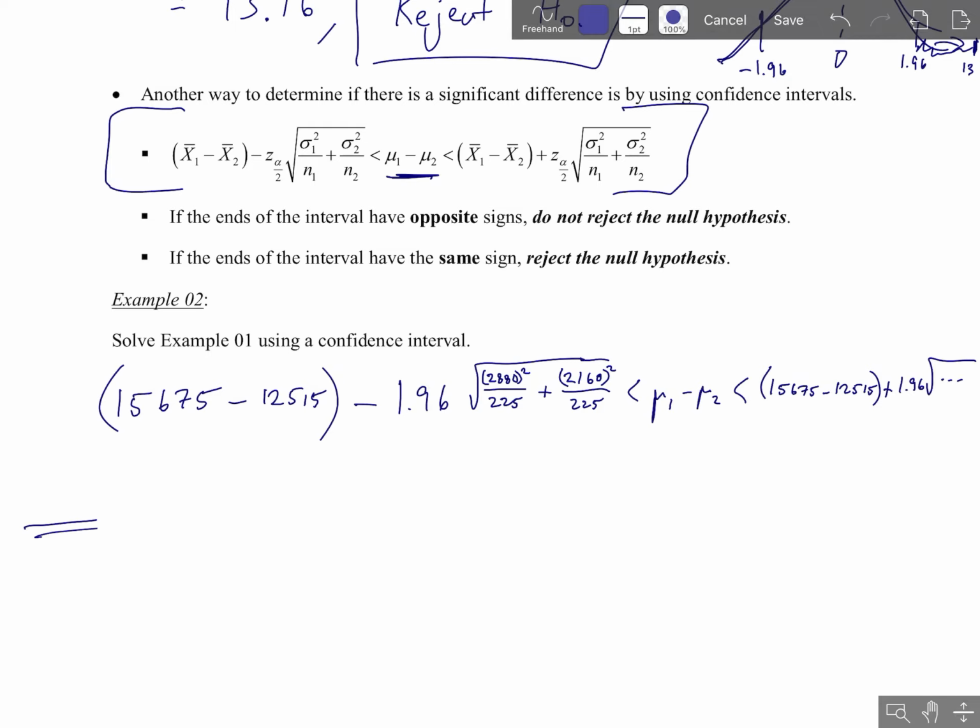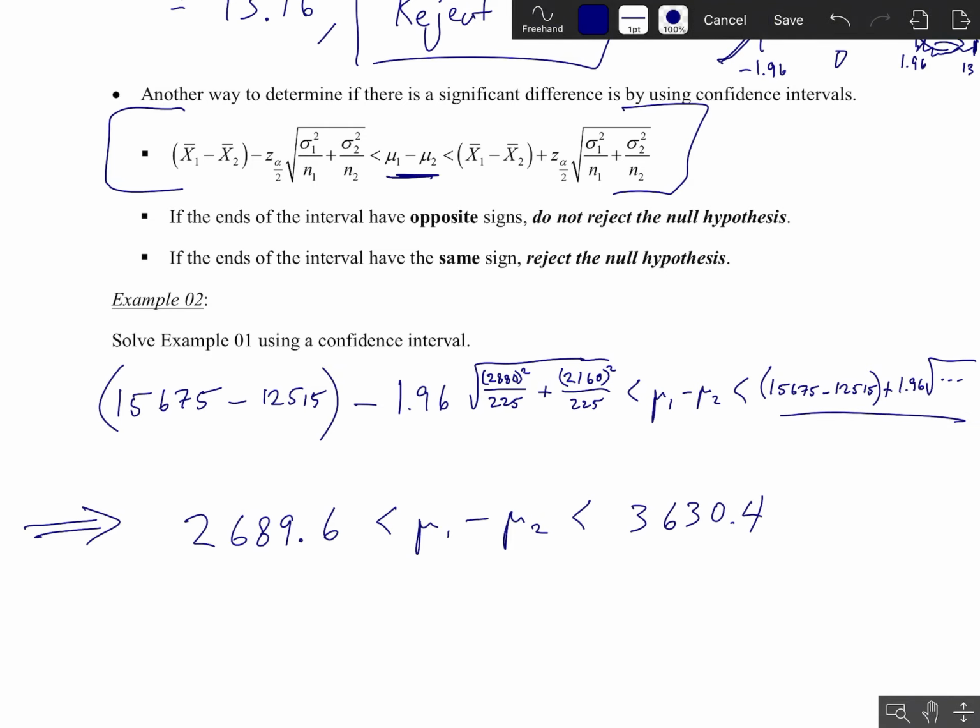Okay, and now if you evaluate this underlined expression, then what you'll get is 2689.6. And again, if you want to practice using your calculator to evaluate this all at once, then you're welcome to. Alternatively, just evaluate this piece by piece until you break it down into bite-sized pieces that you can then plug into your calculator all at once. So we get that as our left endpoint for the confidence interval. And then the right endpoint for your confidence interval will end up being 3630.4 if you just evaluate this expression.